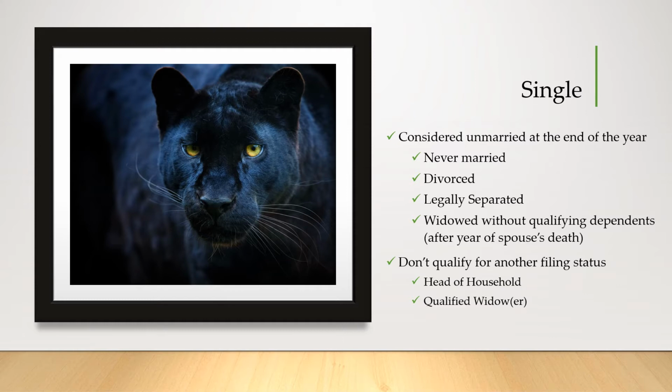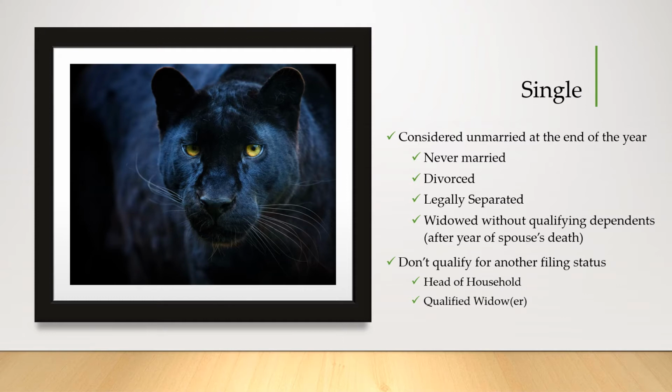So, on to the good stuff. Let's start with our first filing status, single. I like to think of this filing status sort of as the default status. If our taxpayer does not qualify for any other filing status, what are they going to file as? Well, single. A single tax filer would be considered unmarried at the end of the year, and the end of the year means December 31st: were they married or were they unmarried?